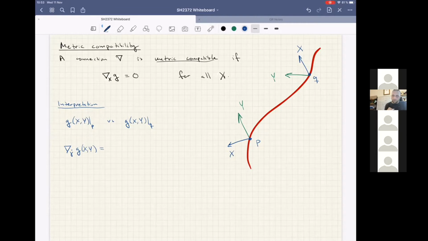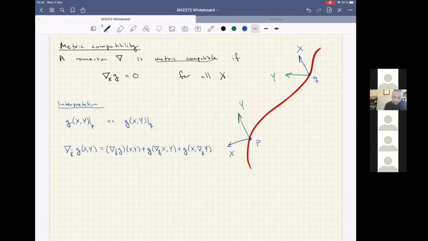But we now know that if we have a metric compatible connection, then we can use the product rule, first of all. So this is going to be the connection acting on g, that's a rank 2 tensor, it acts on x and y, plus g acting on the derivative of x, y, plus g acting on x and the derivative of y. So that's just the product rule.